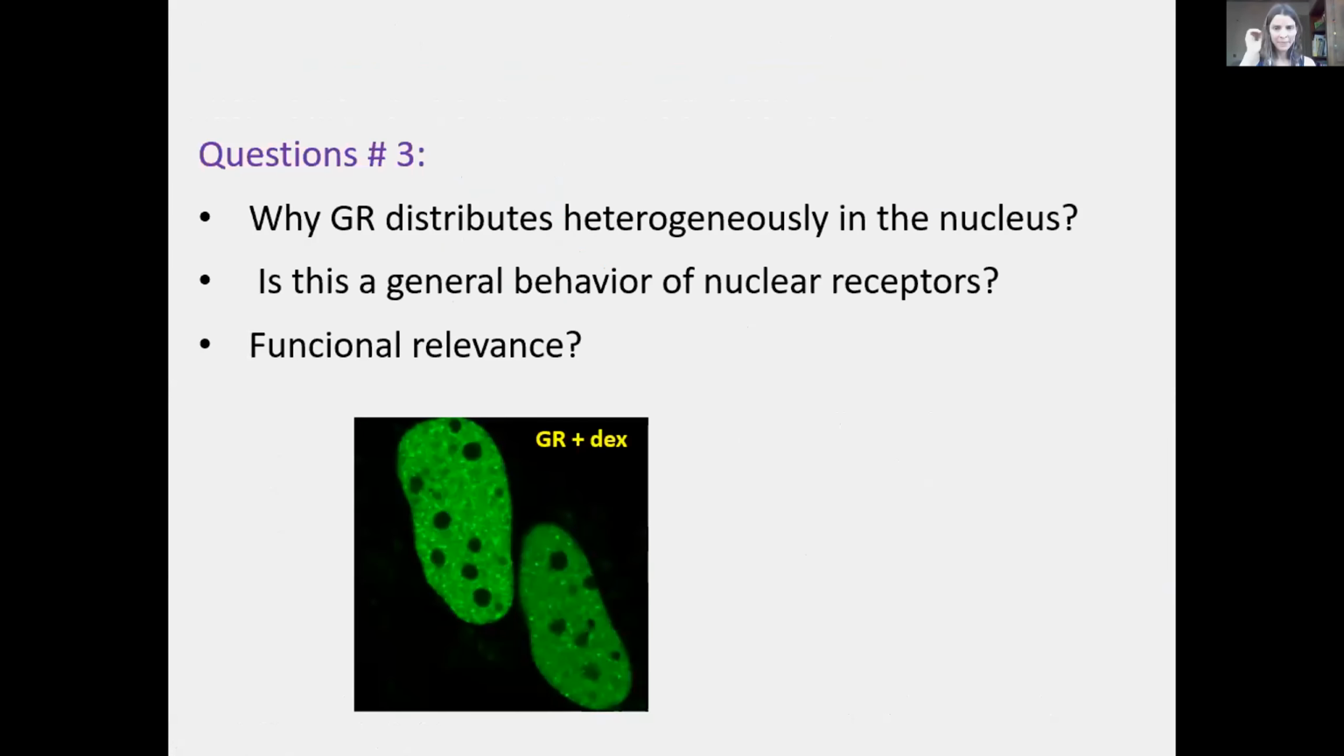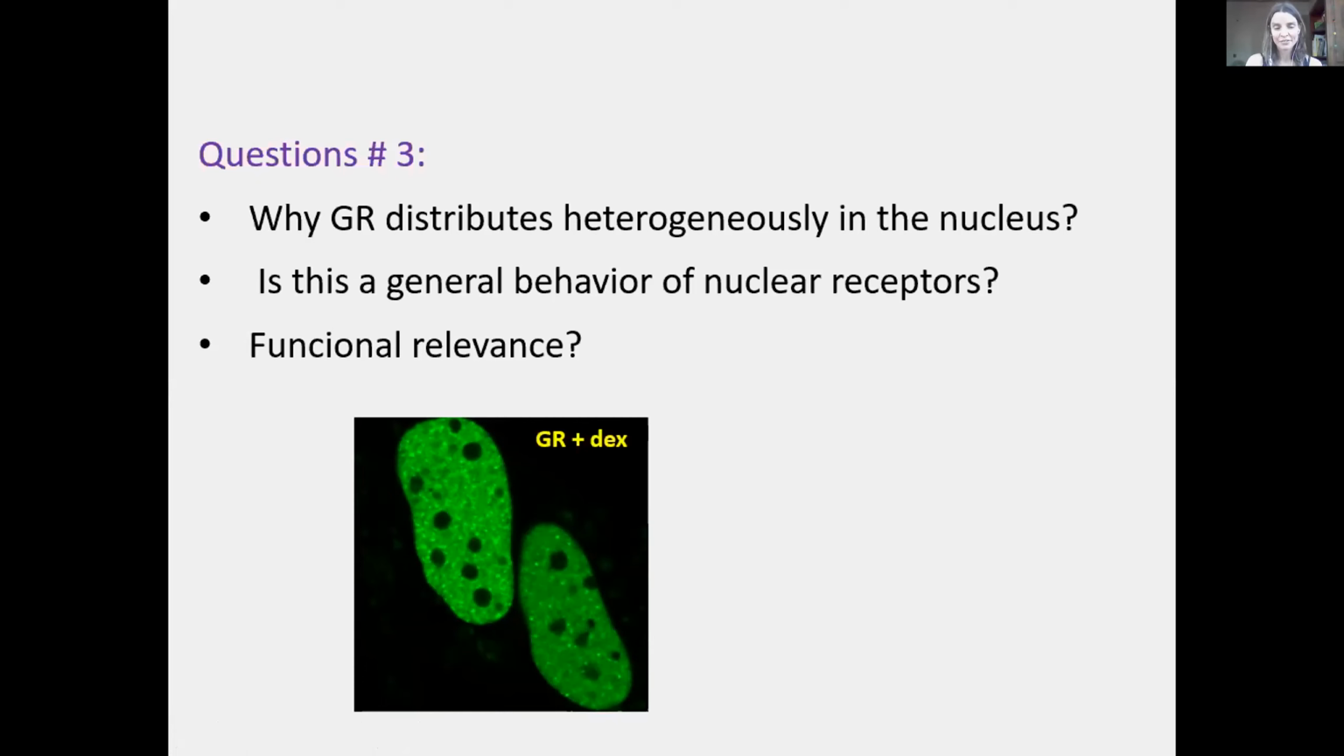So the last question I'm going to show you that we ask during this work is the following. If you have seen in detail the images I have shown you, you can see that the GR is not organizing homogeneously in the nucleus. And the question is, why does it organize in such a way? Is this general for other nuclear receptors?